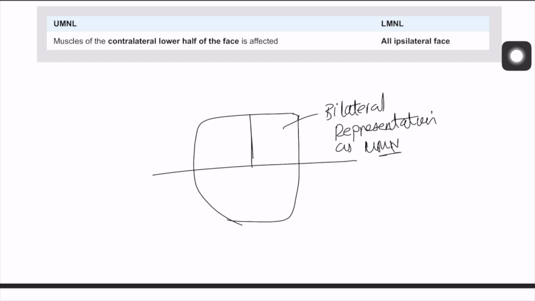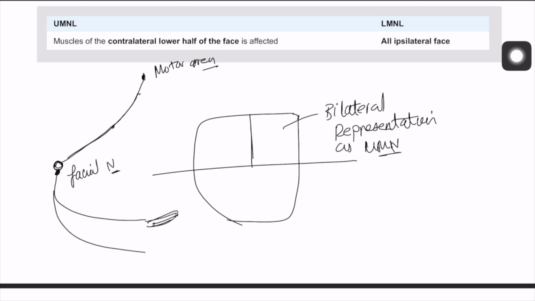So usually the upper motor neuron is basically from the cerebrum all the way down, from the motor area all the way down to where it meets the nucleus. So this is the facial nucleus now, and then the lower motor neuron is from the facial nucleus all the way down to the muscles. Okay, this is the lower motor neuron. And as you see, it's not accidental that I drew this on one side and this on the other side. If this is the midline, that means there is crossing here.